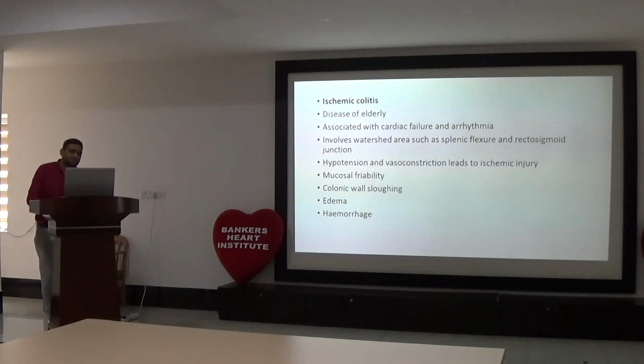Another is ischemic colitis. Ischemic colitis happens mostly in elderly patients, associated with cardiac failure and arrhythmia. So in a cardiac patient, when per rectal bleeding happens, it can be due to ischemic colitis. The mostly involved areas are the splenic flexure and rectosigmoid junction, because they are called watershed areas. These areas are between two major arteries, so the blood supply here is less compared to the rest of the colon. When there is hypotension and vasoconstriction, the blood supply to this area decreases. This leads to mucosal friability, colonic wall thickening, edema, and ultimately hemorrhage.